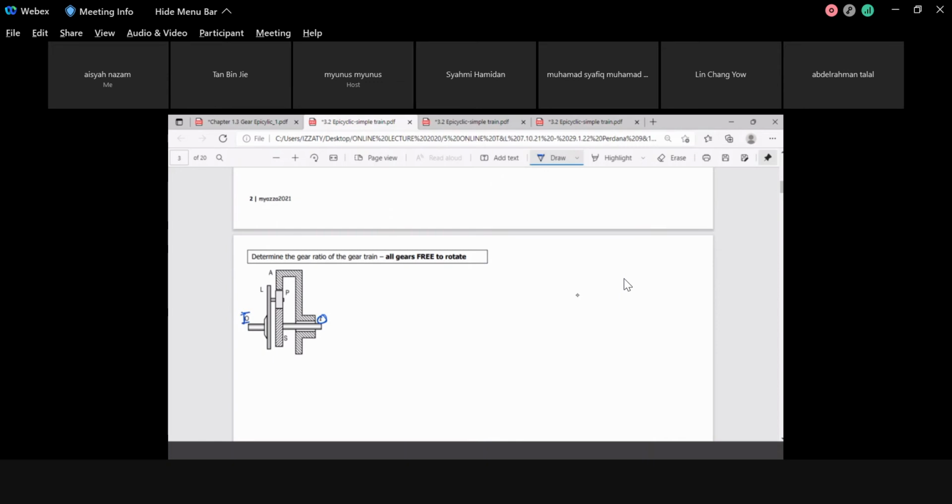Okay, so I'm going to follow exactly what you have in your note. All gears are free to rotate. Now, the question says this, who says so? The equation. You follow the equation. So, no gear is locked. Okay, no gear is locked. Okay, so now construct the table.